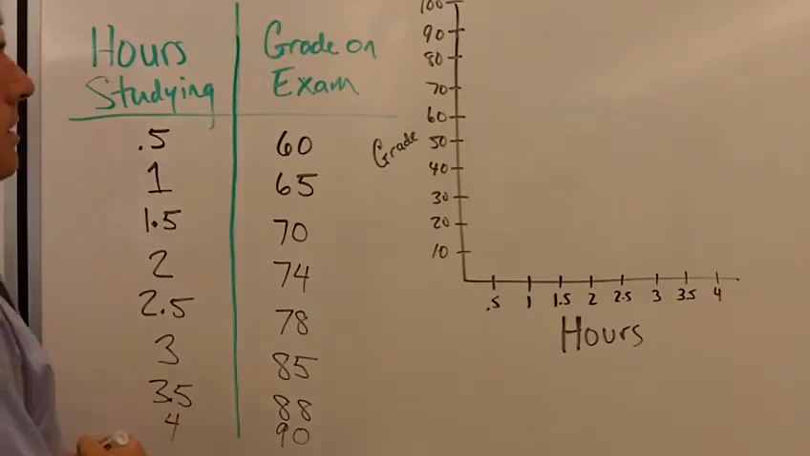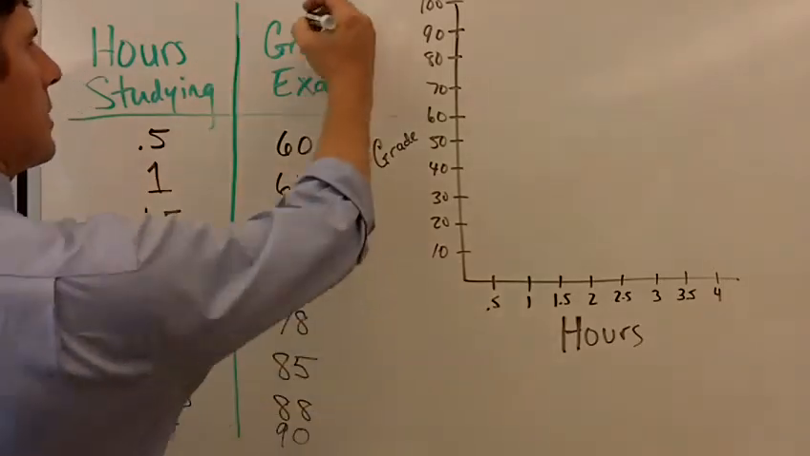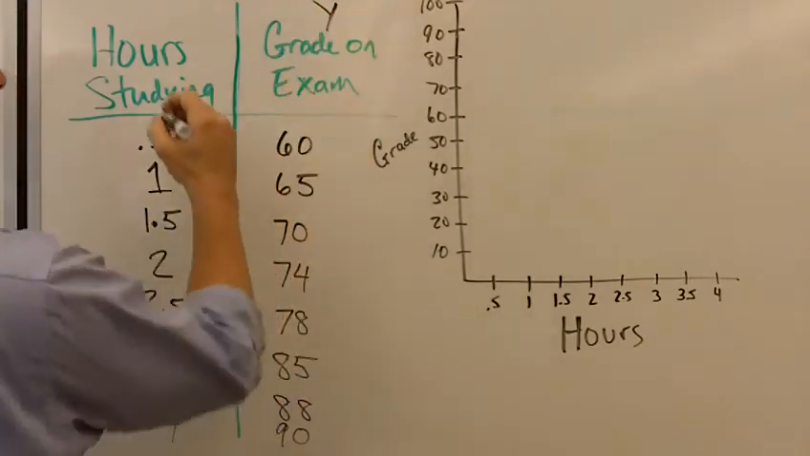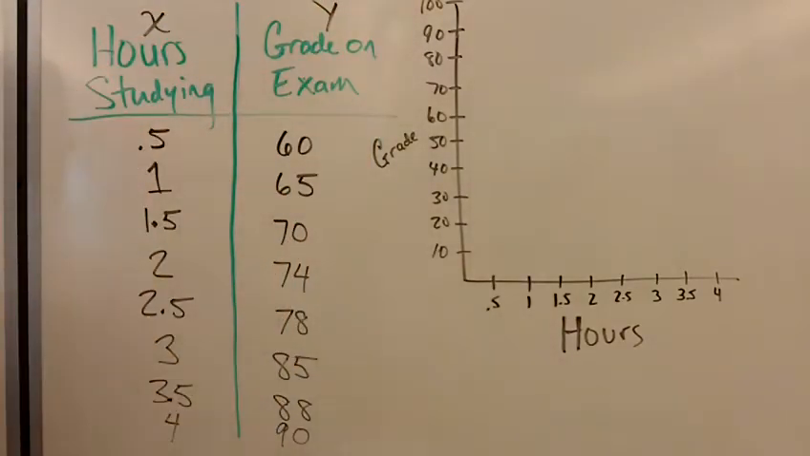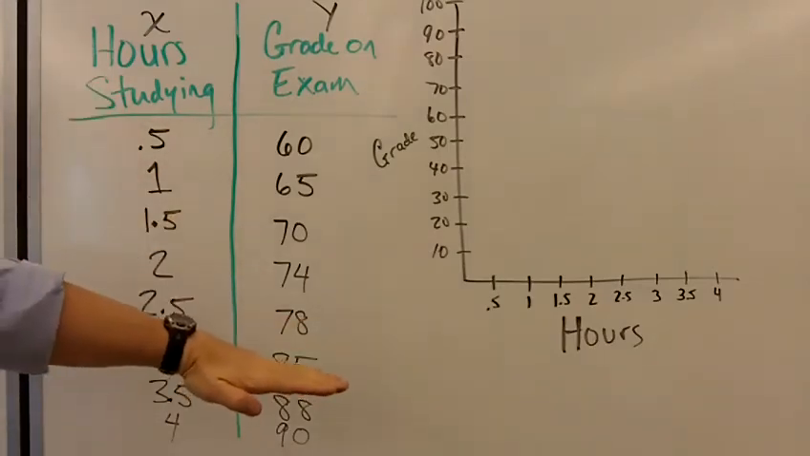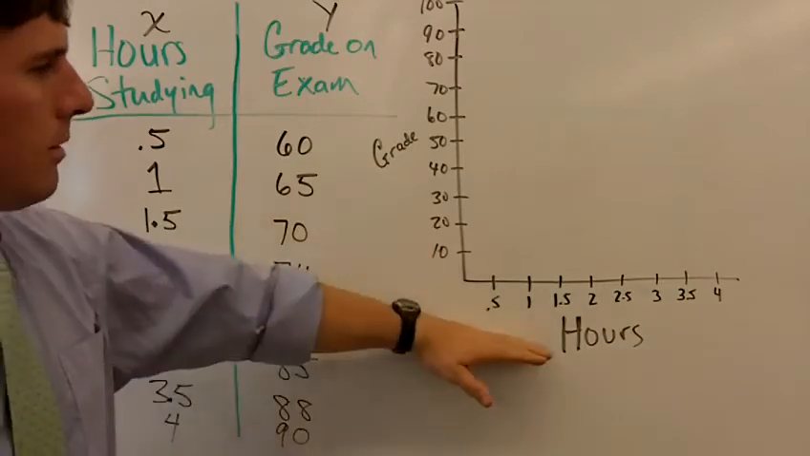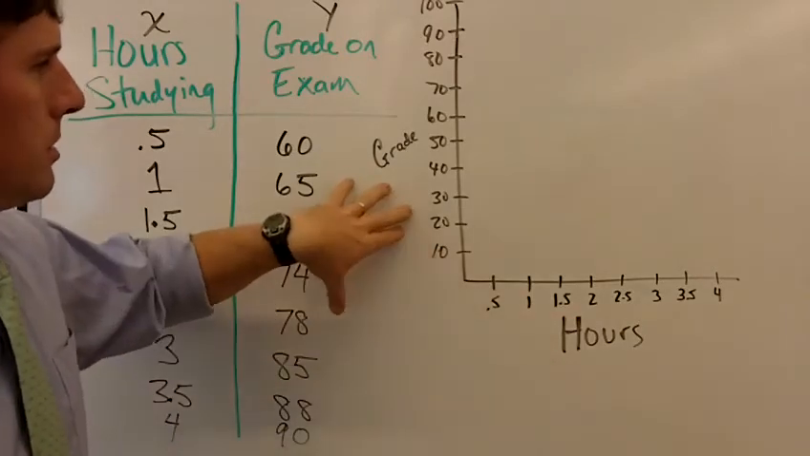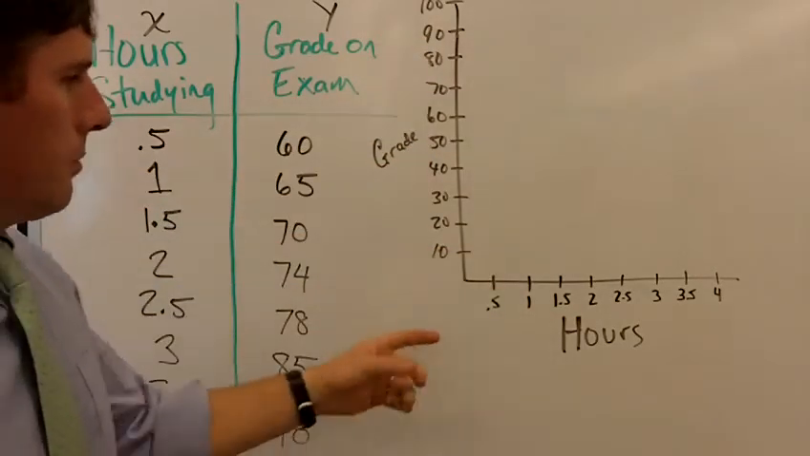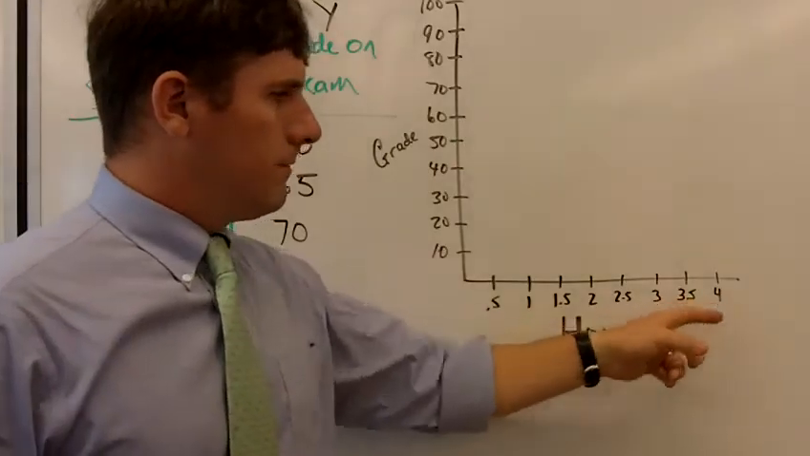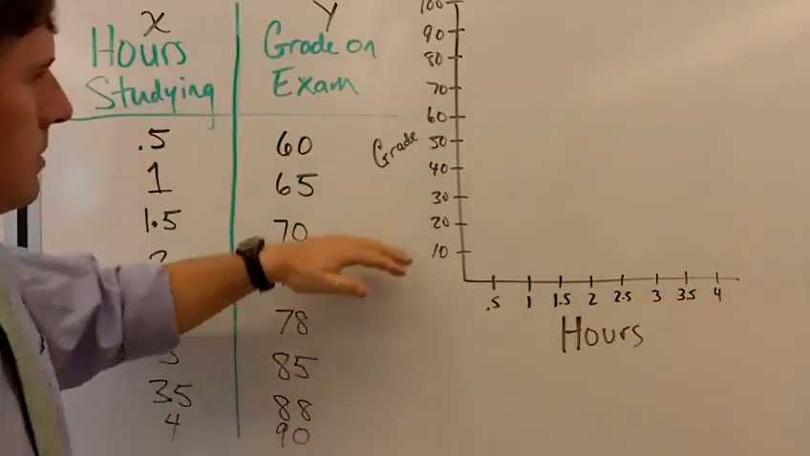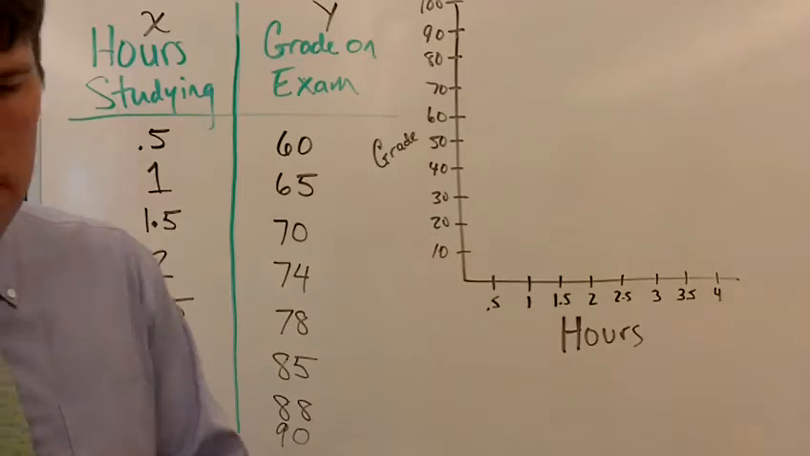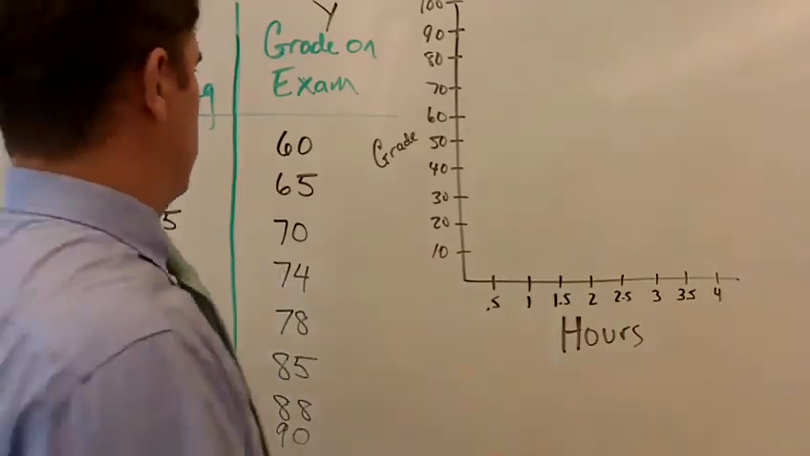So the dependent variable in this case would be grade on exam, so that would be the y-axis. The independent variable will be the x-axis, and all these values here will be on the x-axis. So here's the graph, and we have half an hour studying all the way up to 4 hours, and here are the subsequent grades. So I'm going to plot this data very quickly.